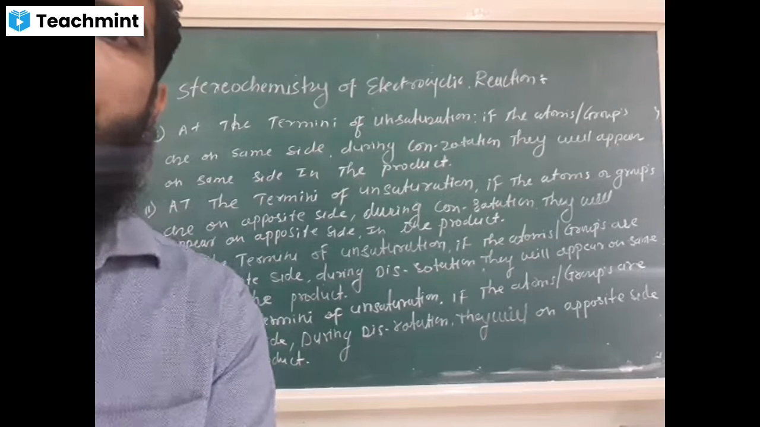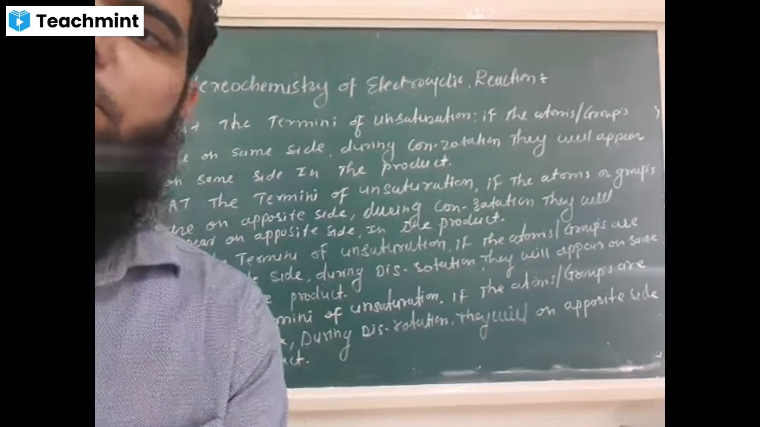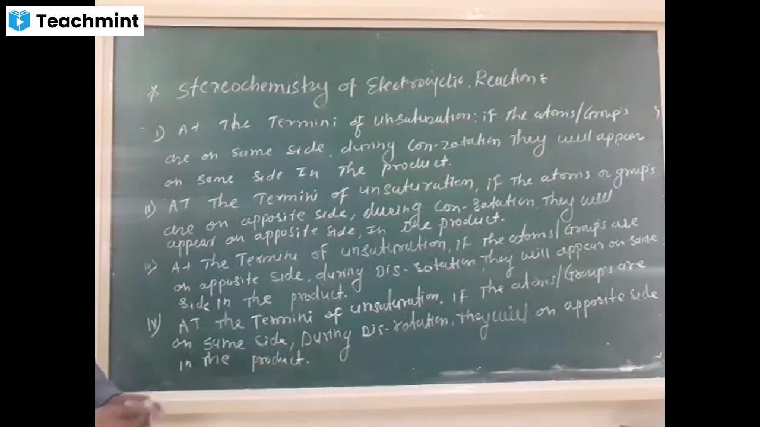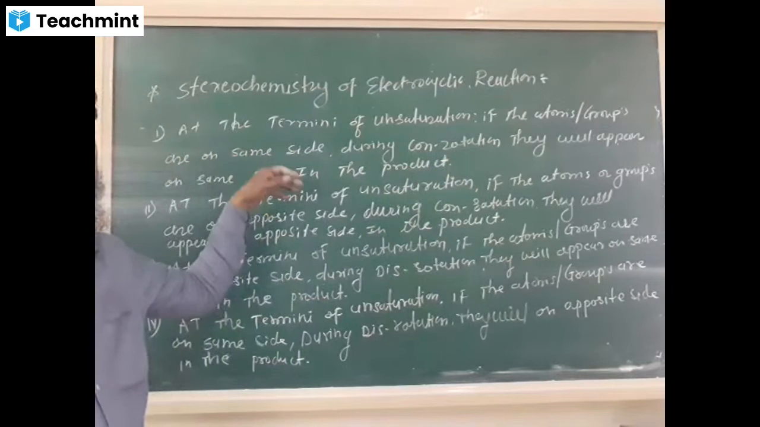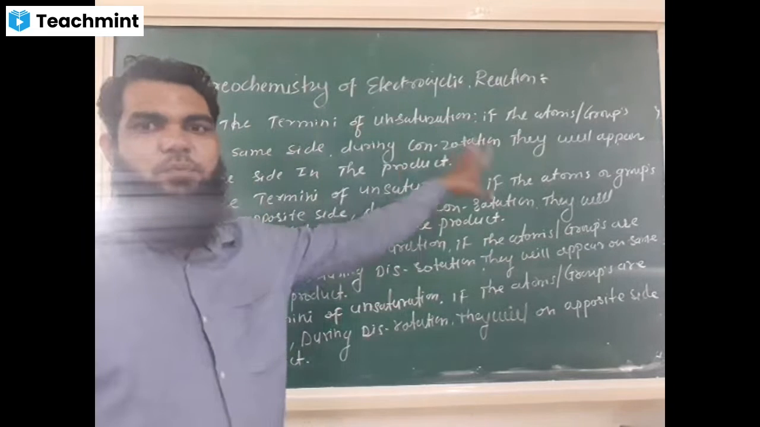So we'll take some examples now. You have to write all these 4 points, and what they tell us. During conrotation, if the atoms or groups are on same side, they appear on same side. If they are on opposite side, they will appear on opposite side.